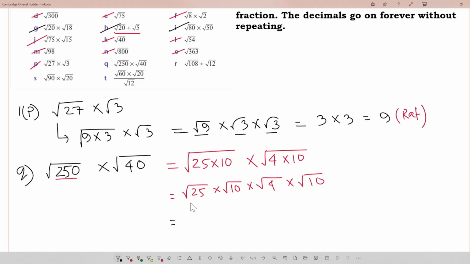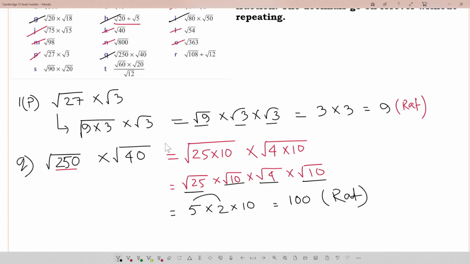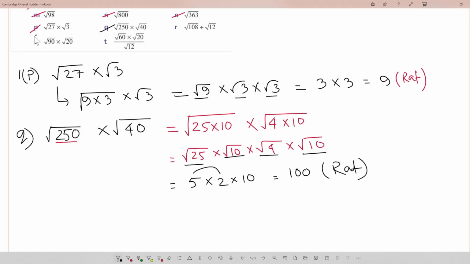So here root 25 means 5, and root 4 means 2, times root 10, and root 10 once we multiply we will get 10. So 5 times 2 is 10, 10 times 10 is 100. So this is a rational number. So Q done. And now we will try to solve number S.